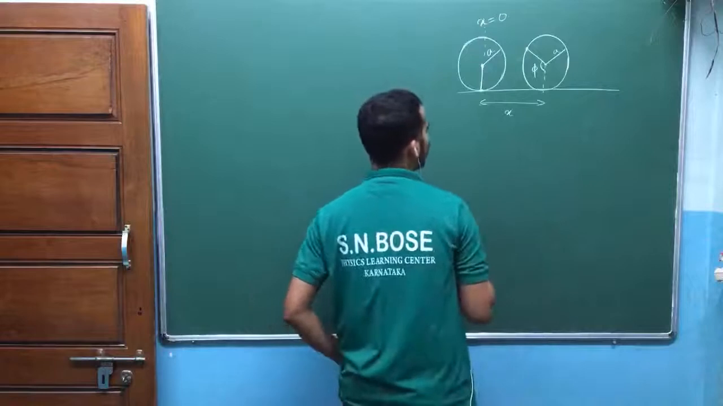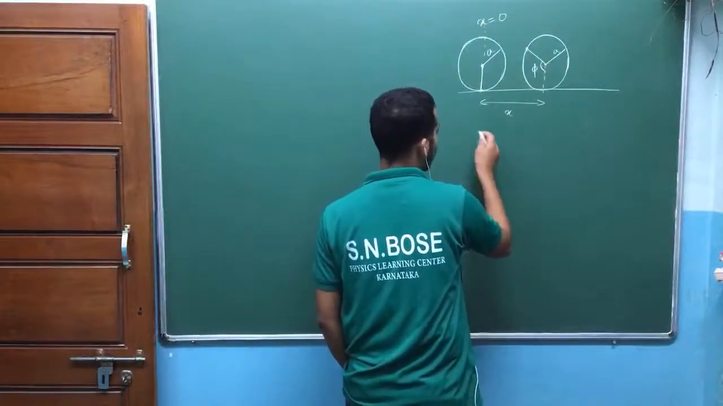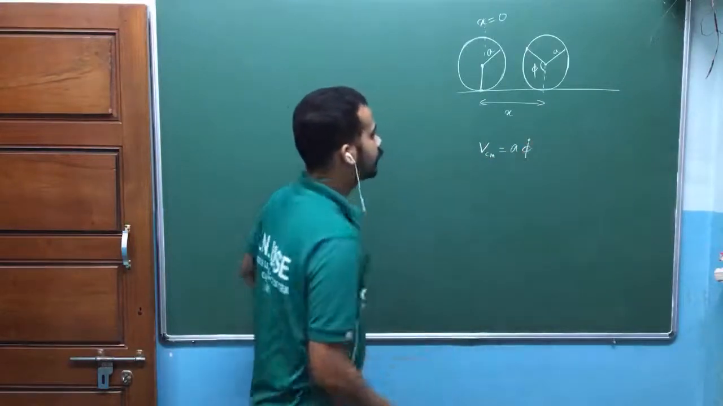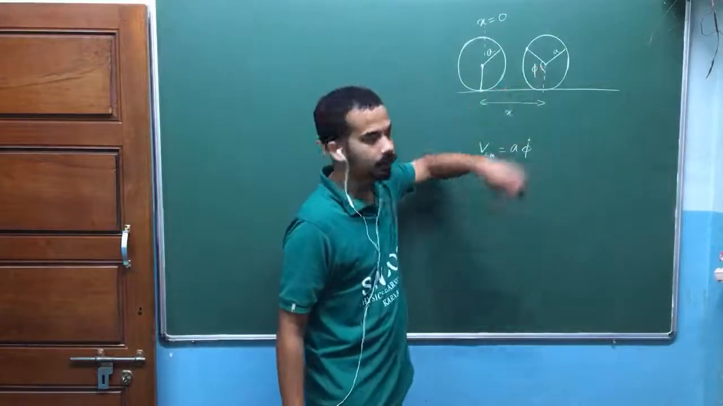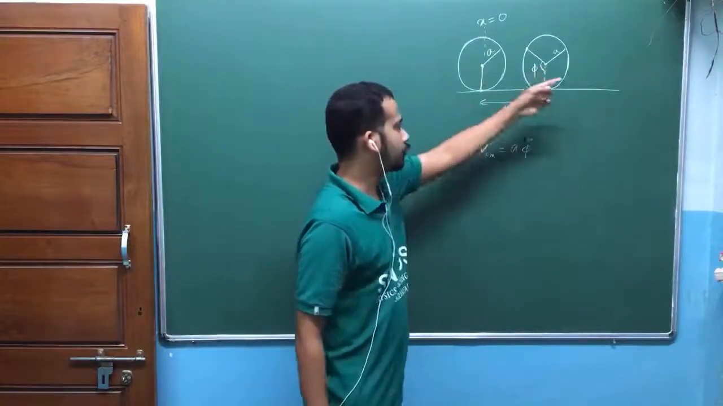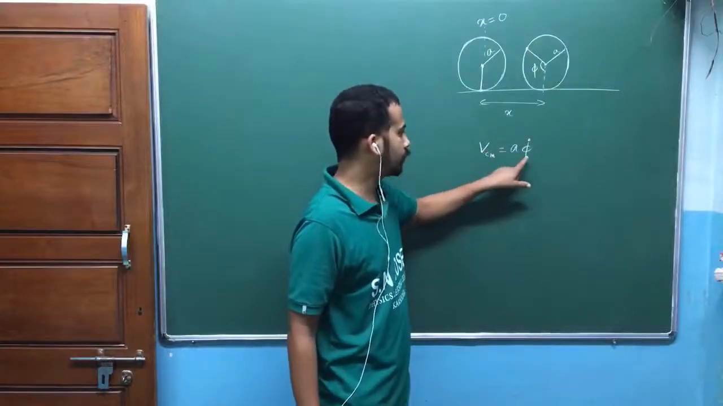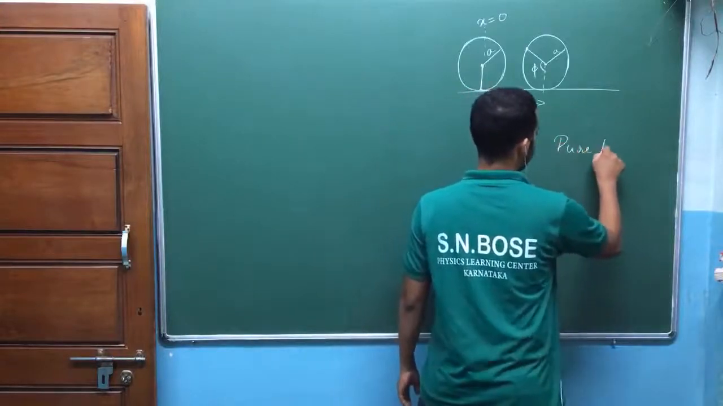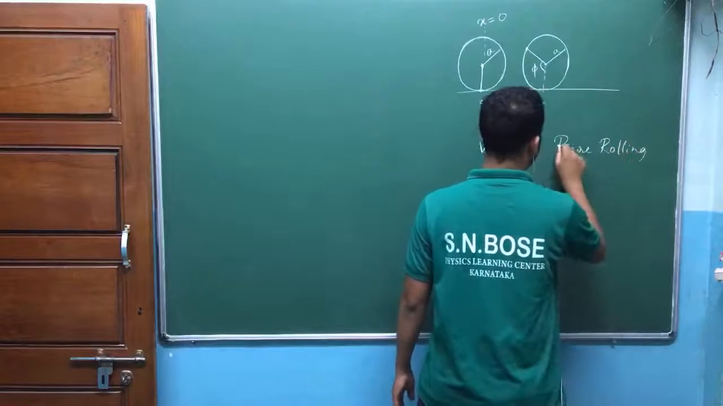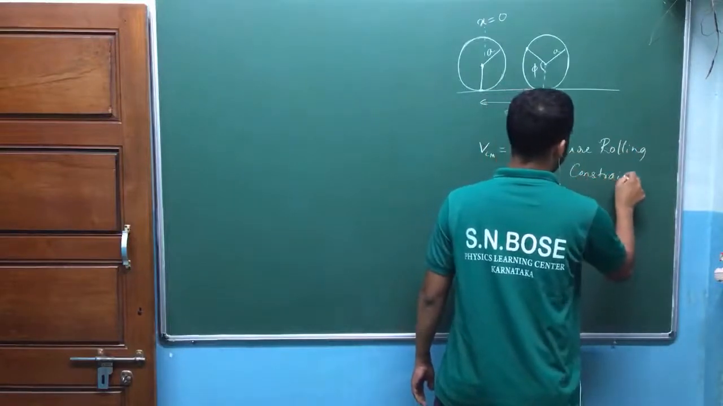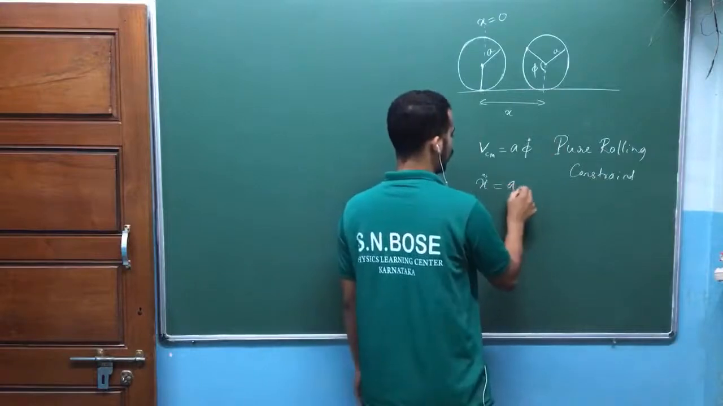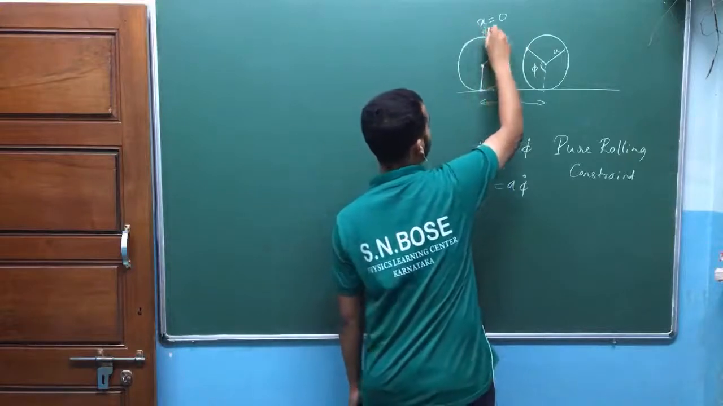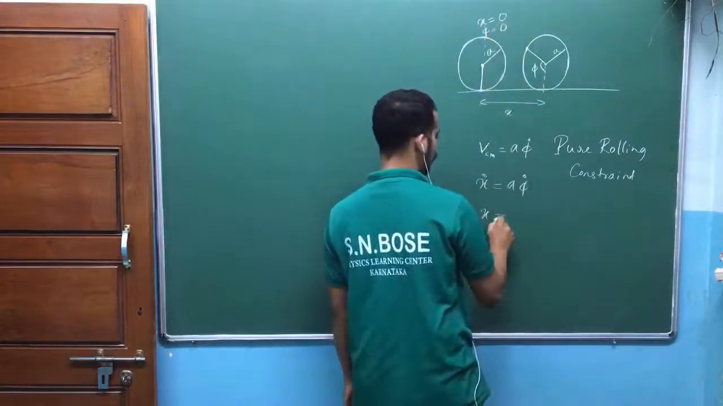Okay. Now we can write one thing. We can write the velocity, the speed of the center of mass, that's equal to a into phi dot, where phi is the angle which is defined with respect to the center of mass. This velocity of the center of mass corresponds to linear motion, and this corresponds to angular motion. They are related like this. Pure rolling constraint. So I can write this one as x dot is equal to a into phi dot, or if I integrate, because when x equal to 0, phi equal to 0, I can write x equal to a into phi.